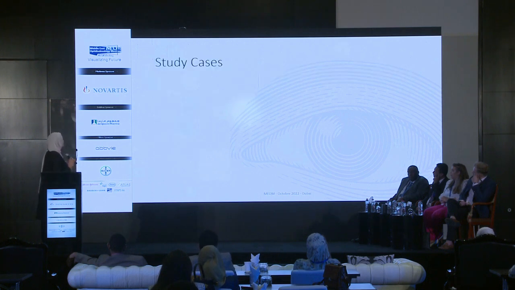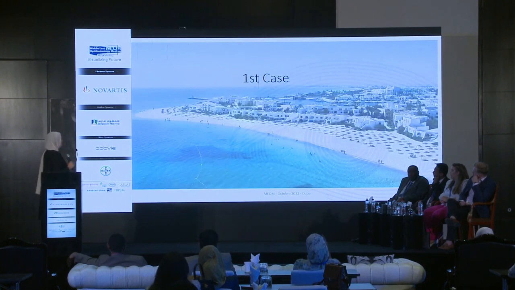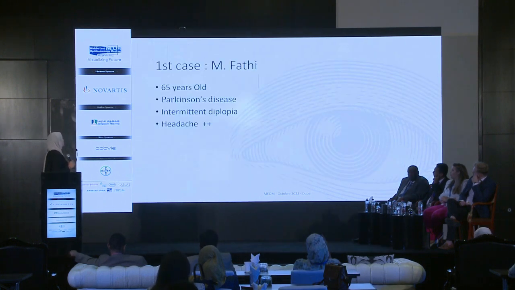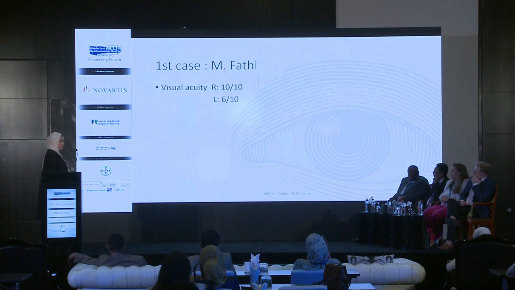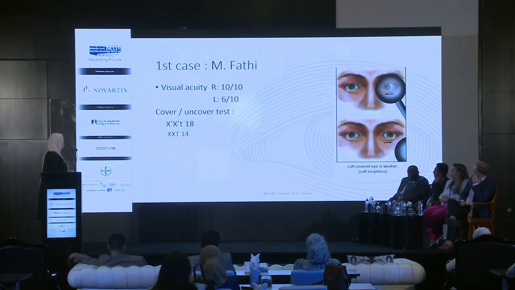And then we will discuss some cases. The first case: a 65-year-old with Parkinson's disease. He had intermittent diplopia and headache. The visual acuity is 10/10 for the right and 6/10 for the left. On the cover test, we have an exophoria-tropia of 18 at distance and 14 at near.